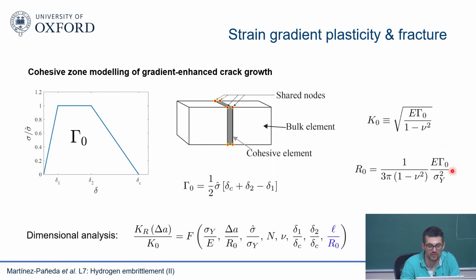And R0 will depend on the fracture energy. So if you have a material that is very ductile, this gamma 0 is going to be very large. R0 is going to be very small. Sorry, R0 is going to be very large. This term is going to be very small. And if you have a material that is very brittle, this is going to be small, this is going to be small, and this may start playing a role. This is what we wanted to answer.